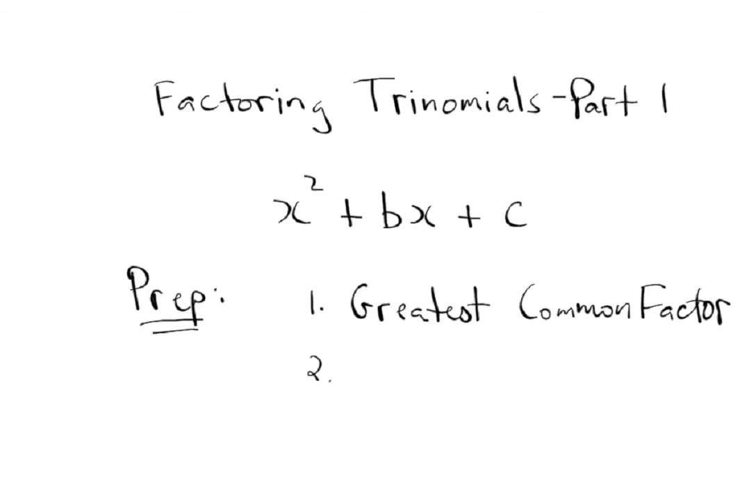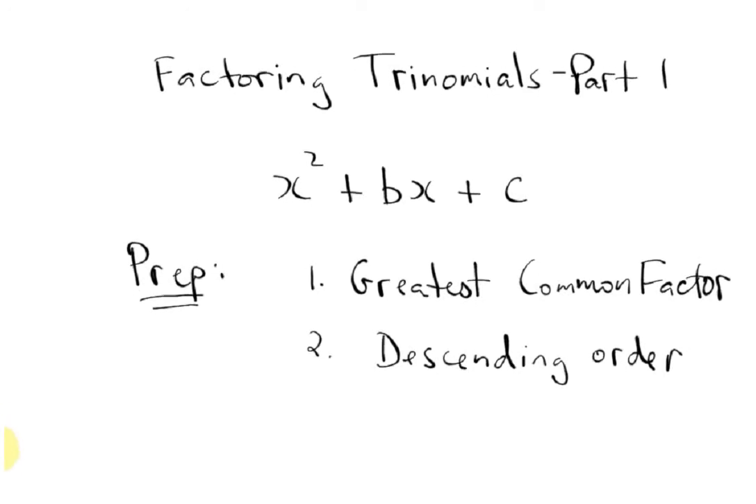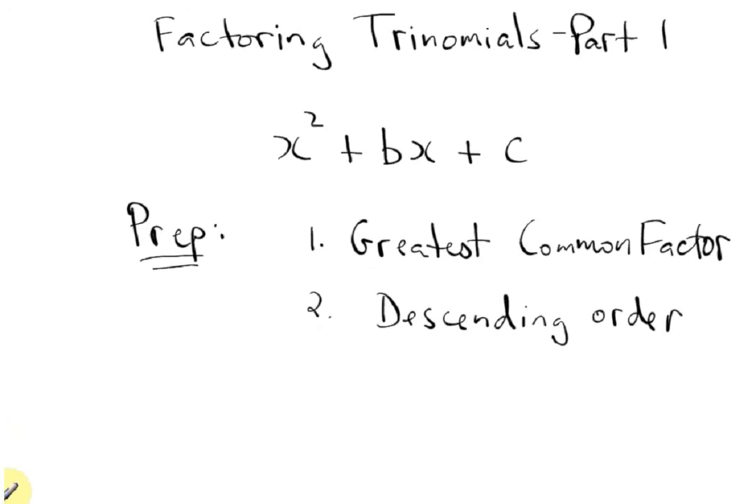The other thing you want to do is write the trinomial in descending order. Now what descending order means is basically the order that I've written the format at, that we want the x squared term first, then the x term, and finally the constant at the end. So this is what we're talking about when we say descending order.